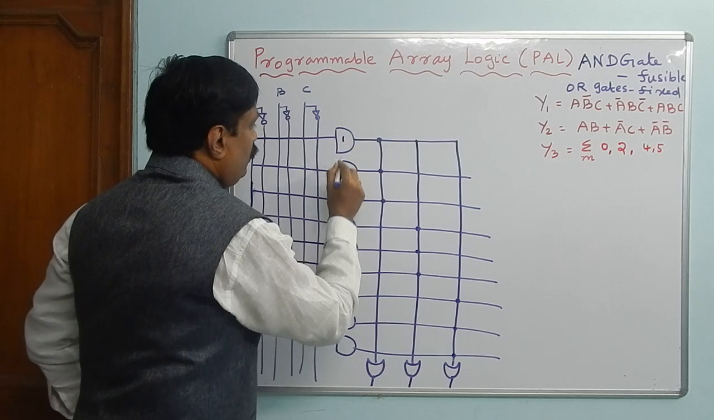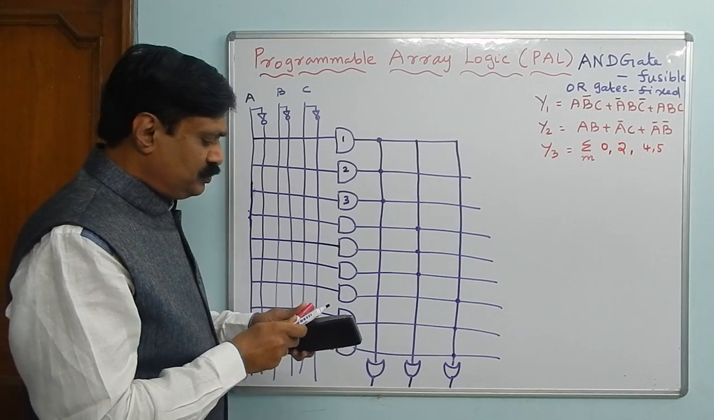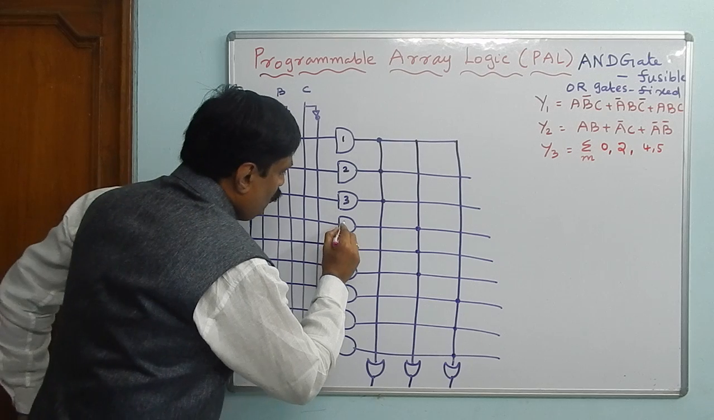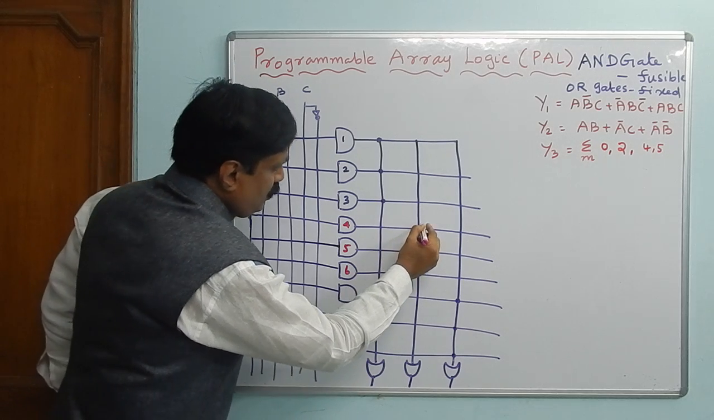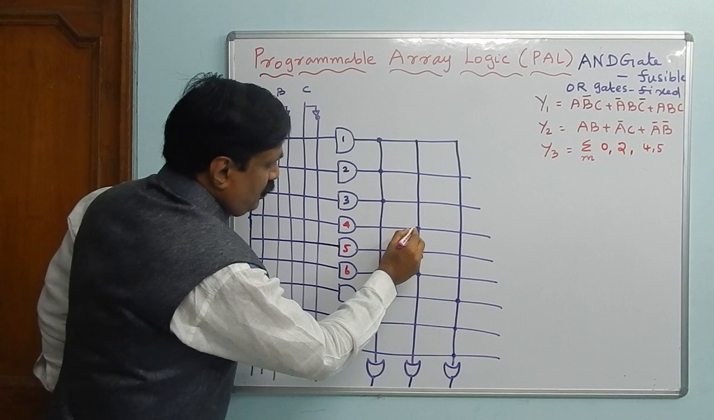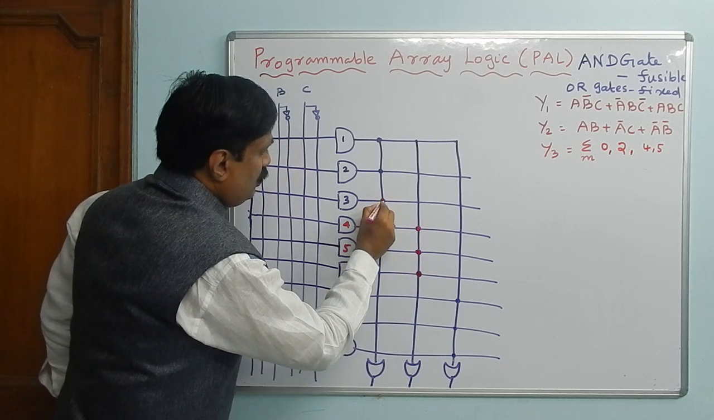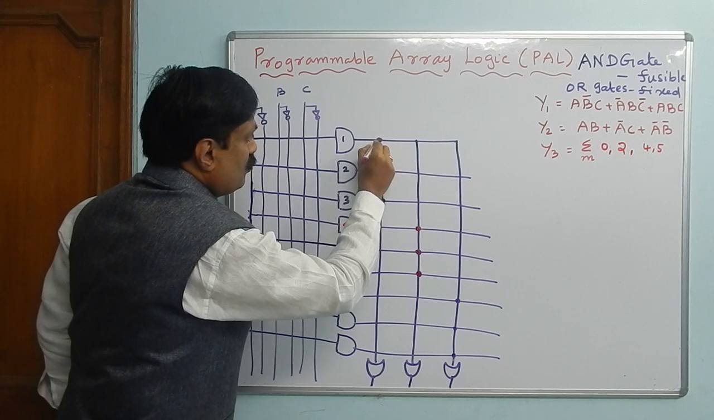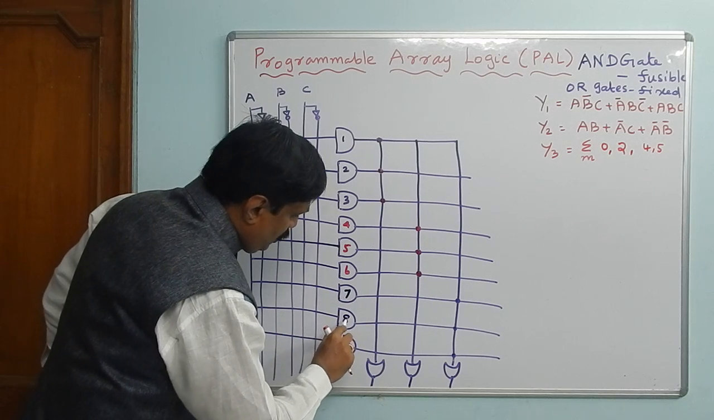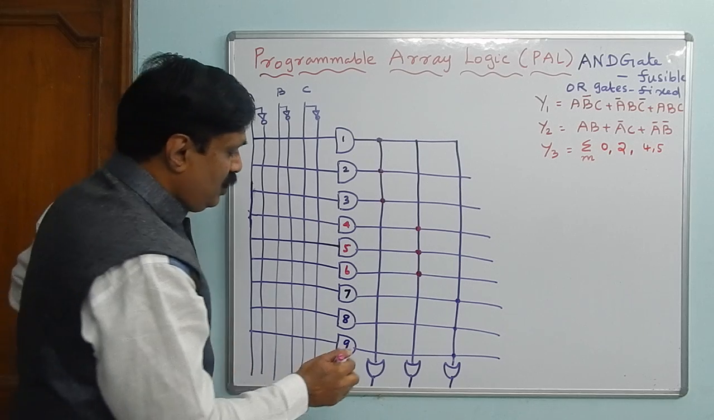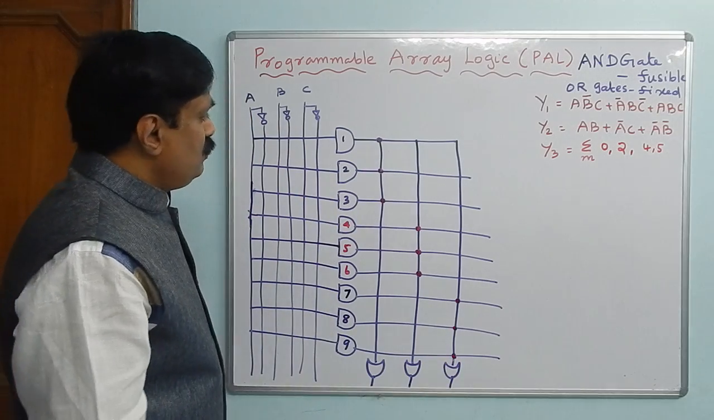1, 2, 3 are connected to the first OR gate, and then 4, 5, 6 are connected to the second one. This one, this one, this one are connected to the second OR gate. You can mark like this. These are all fixed. Here, 7, 8, 9, these three AND gates are connected to one OR gate.